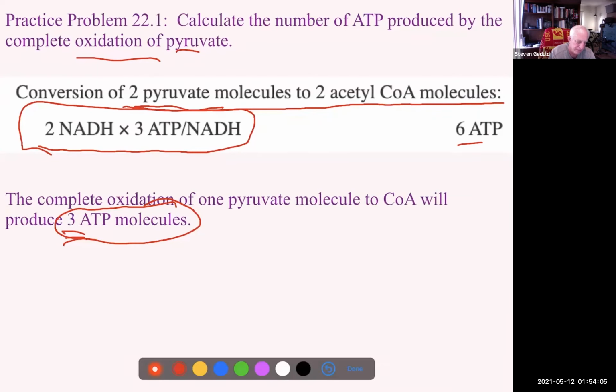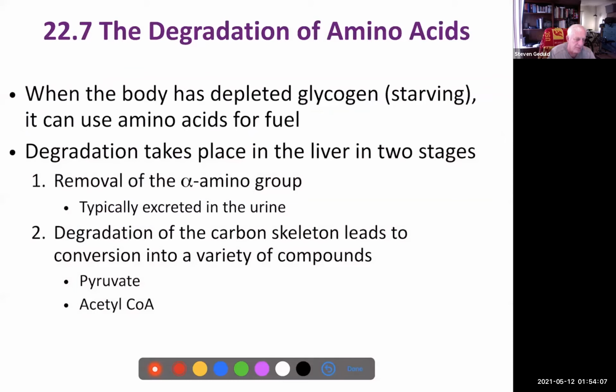Okay. Sometimes we break down amino acids for energy. We don't like to do that, but if the body is starving, we can produce energy by breaking down our amino acids, by destroying our proteins in the body. Okay. When the body has depleted glycogen, which means we are out of glucose storage, by starving, we are going to start using amino acids for fuel.